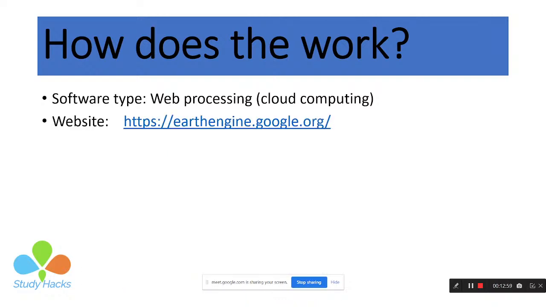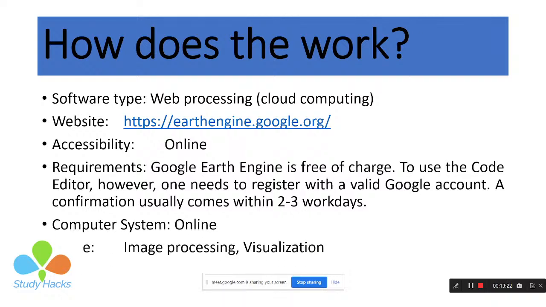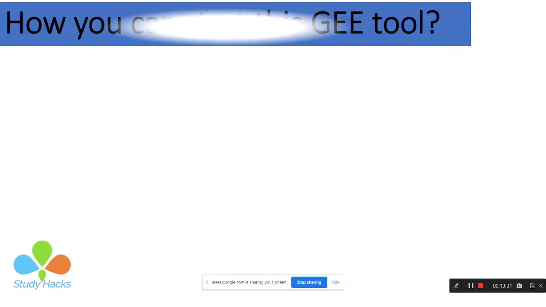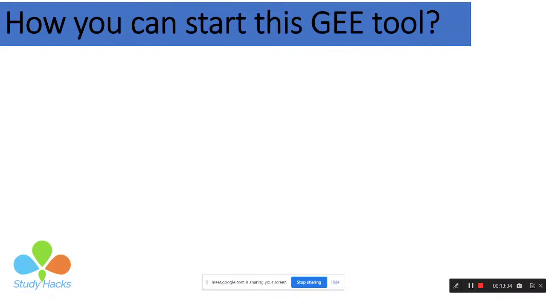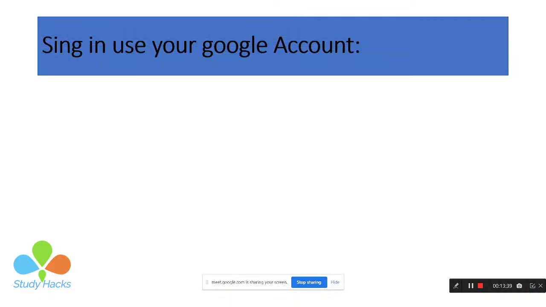And this is the main website, earthengine.google.org, and accessibility is online. When you want to use the Google Earth Engine platform, you must be using the online system. As for requirements, when you want to use the Google Earth Engine code editor, you need to register. You already covered this part by completing your registration with a Google Earth Engine account, and your computer system is online. It does image processing and visualization, and it works with vector and raster data, also covered. In this time, you can see how you can study this tool. So you already covered the registration part, so this time I will just skip it. You already registered.